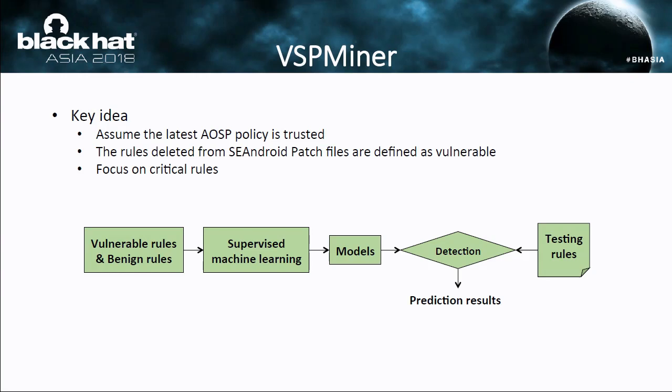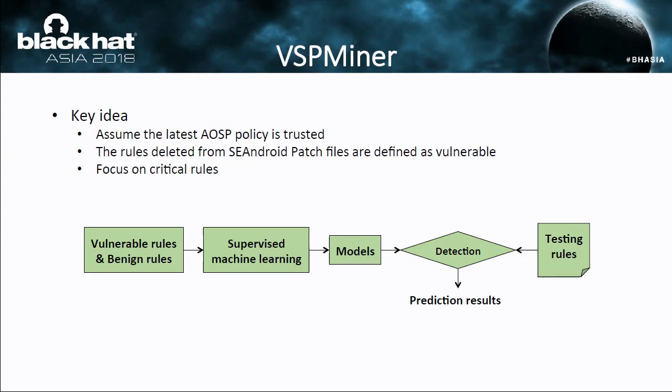So the key idea in our paper is that we assume the latest AOSP policies are trusted, and we also define the rules that have been deleted from the patch files as vulnerable. Maybe this is not always exactly proper, but we want to say that if a rule is deleted from SEAndroid, it must have some problems. It can help the policy developers to pay more attention to these rules. And at last, we also only focus on the critical rules, because maybe some rules only exist in one image, right? Because this is customized by one company. So we only focus on the critical rules. And what critical rules are, we will define later.